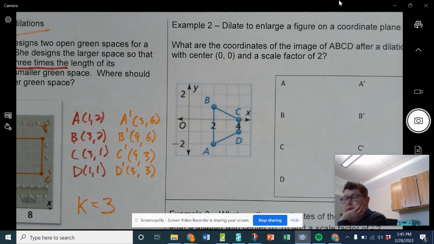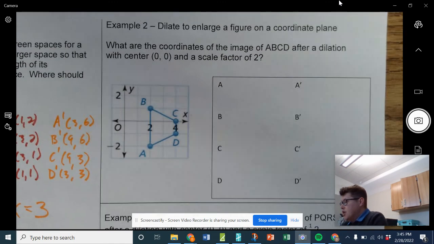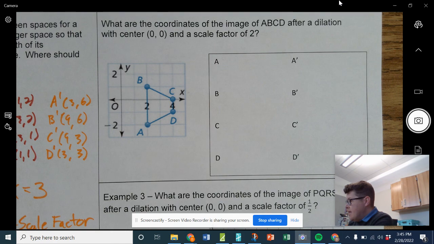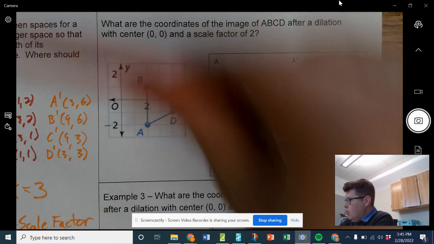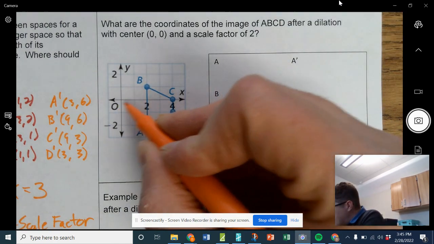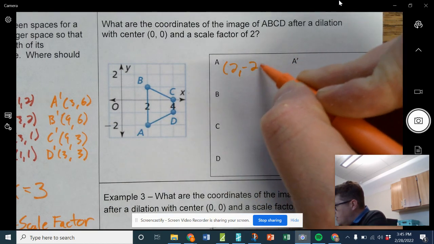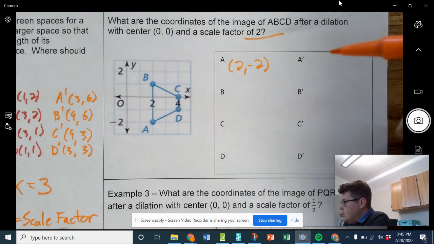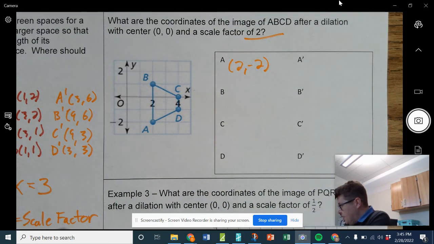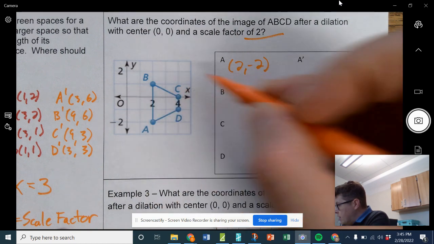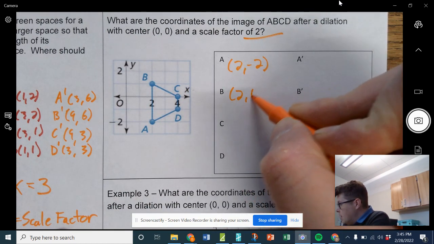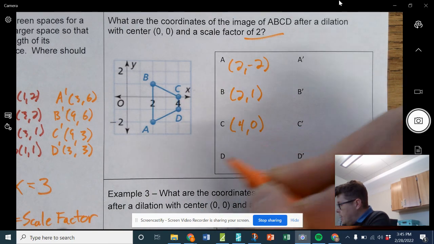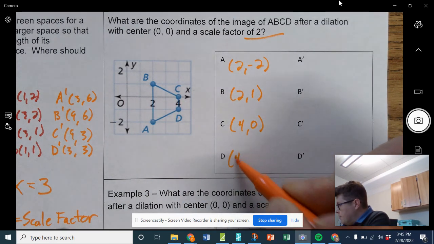Same thing. We're actually doing one rather than figuring out the scale factor. I've already got a chart for your A's and your A primes, and your B's and your B primes, etc. Okay. So A, let's do A in orange actually, is at 2, negative 2. And we're going to have a scale factor of 2 right here, so it's going to get twice as big. We're actually not going to draw this out. We're just going to figure out the points, right? B is 2, 1. C is 4, 0. And D is 4, negative 1.